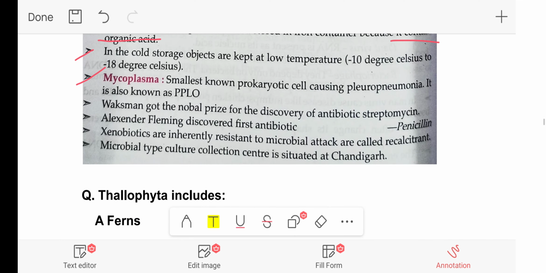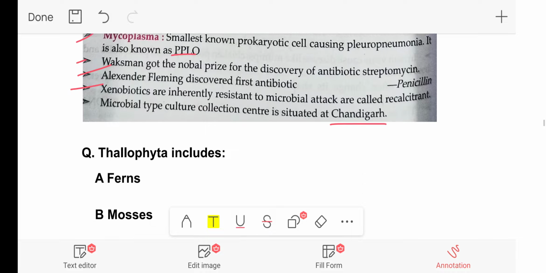Mycoplasma are the smallest known prokaryotic cells, causing pneumonia. It is also known as PPLO. Waksman got the Nobel Prize for the discovery of the antibiotic streptomycin. Alexander Fleming discovered the first antibiotic, that is penicillin. Xenobiotics that are inherently resistant to microbial attack are called recalcitrant. Microbial Type Culture Collection center is situated where? At Chandigarh. Now let's solve the questions.